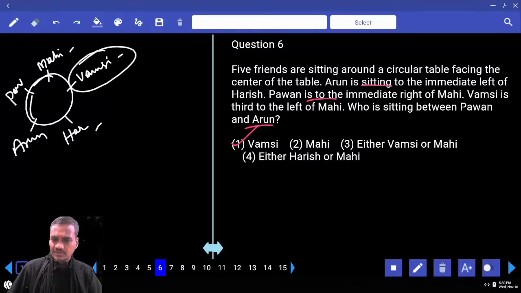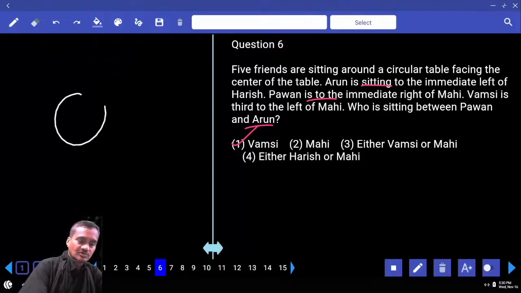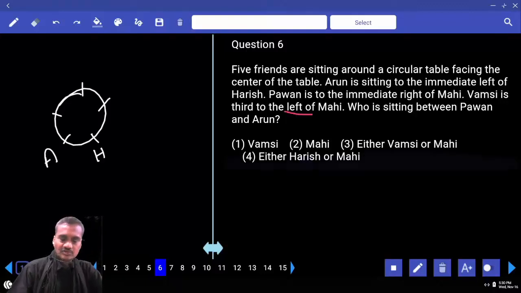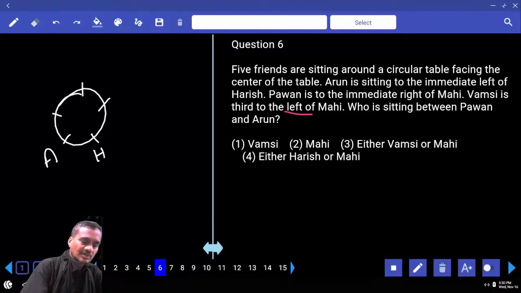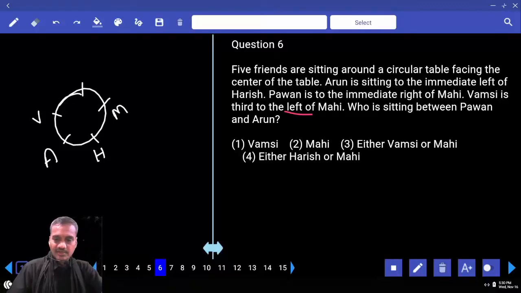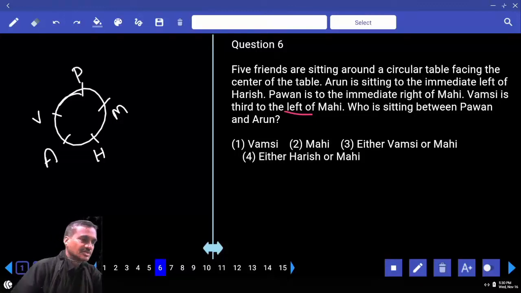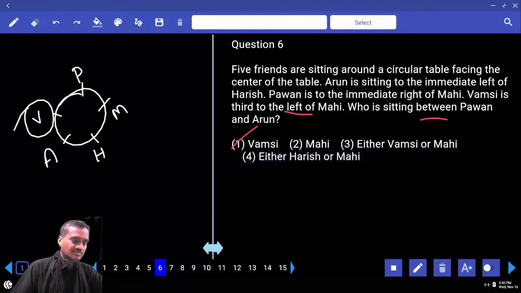Vamsi is third to the left of Mahi. Then 5 friends were there. Now who are those 5? Arun is sitting to the immediate left of Harish. And next one, Vamsi is third to the left of Mahi. As Vamsi is third to the left of Mahi, Vamsi is here, and third to the left of Mahi, Mahi is here. 1, 2, 3. Then who is the person left over? Pawan. Now Pawan is to the immediate right of Mahi, Pawan is there. Then according to this one, who is sitting between Pawan and Arun? Vamsi, that is choice 1, question number 6.